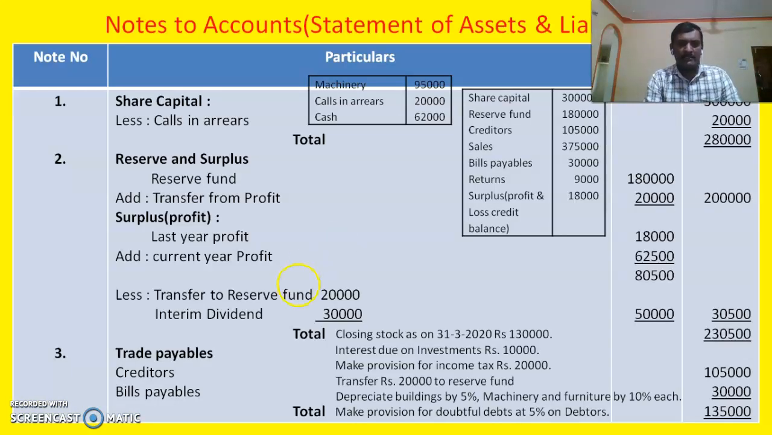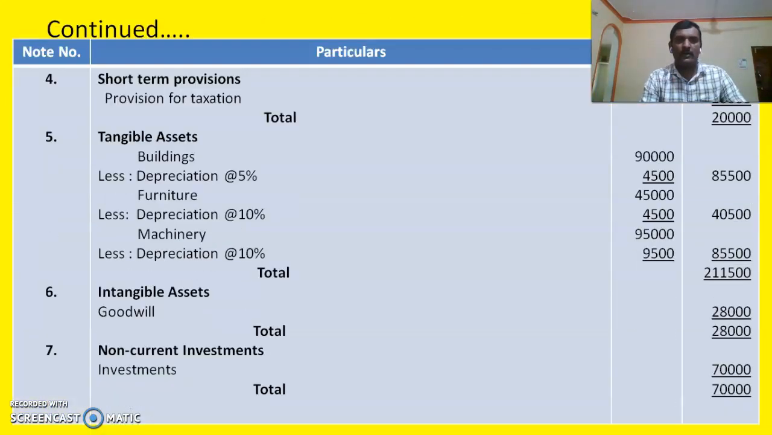And likewise we have trade payables. As far as trade payables are concerned, in the trial balance they gave two important pieces of information. One is creditors and another is bills payable. These two items are to be taken. There is no adjustment related to these. So for each and every trial balance item we have to refer to the adjustments. If there is any adjustment related to that, we have to adjust it in the note. Then we have to go for the next item, short term provisions. There is a short term provision for taxation given in the adjustment, that is to be taken here.